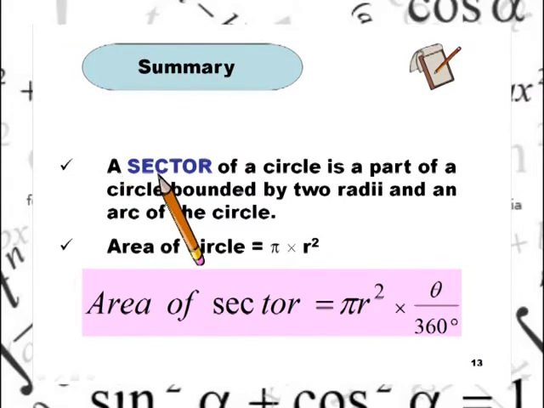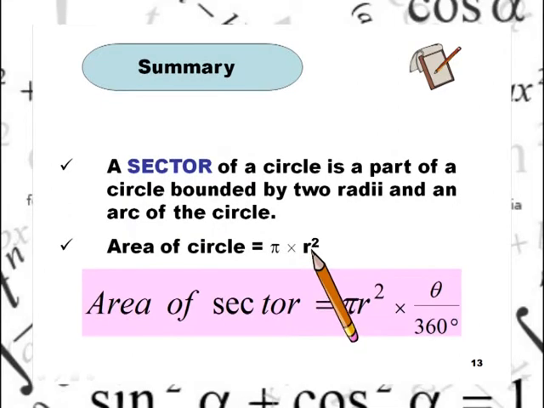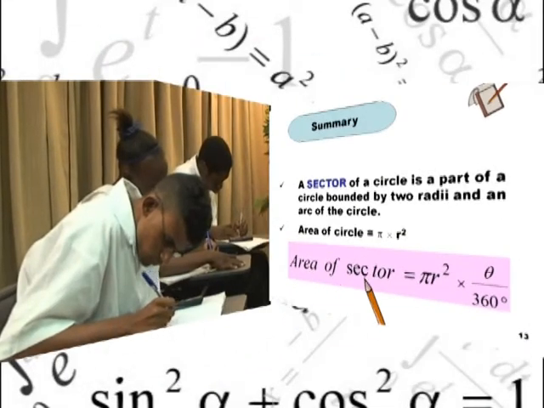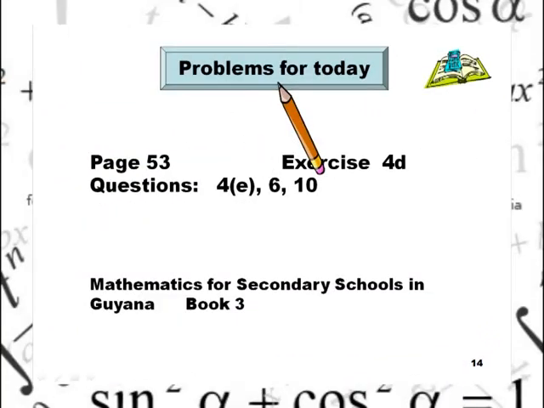Summary. A sector of a circle is a part of a circle bounded by 2 radii and an arc of the circle. Area of a circle is equal to pi by r squared. Area of sector is equal to pi r squared by theta over 360 degrees. Problems for today is taken from Mathematics for Secondary Schools in Guyana, Book 3. It's page 53, exercise 4D, questions 4E, 6, and 10.